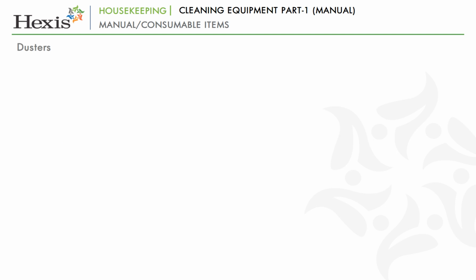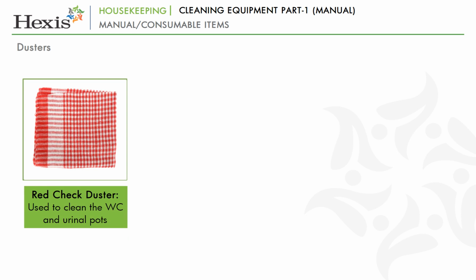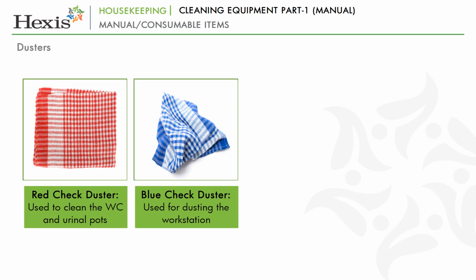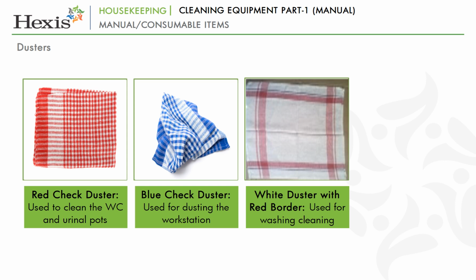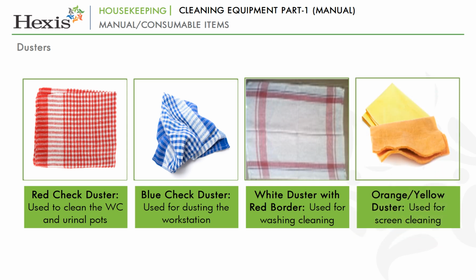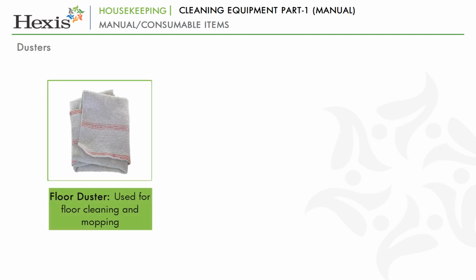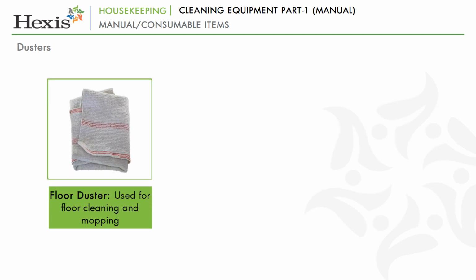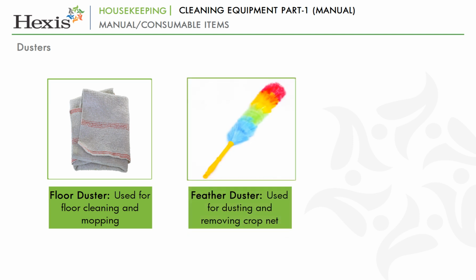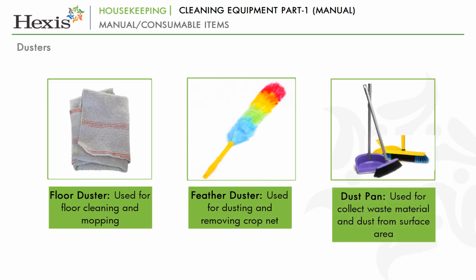Next, we will look at the different colors of dusters and their uses. Red check duster. It is used to clean the WC and urinal pots. Blue check duster. It is used for dusting the workstation. White duster with red border. It is used for washing cleaning. Orange or yellow duster. It is used for screen cleaning. Floor duster. It is used for floor cleaning and mopping. Feather duster. It is used for dusting and removing crop net. Dustpan. It is used for collecting the waste material and dust from surface area.